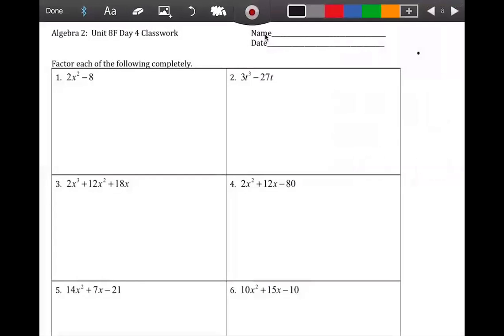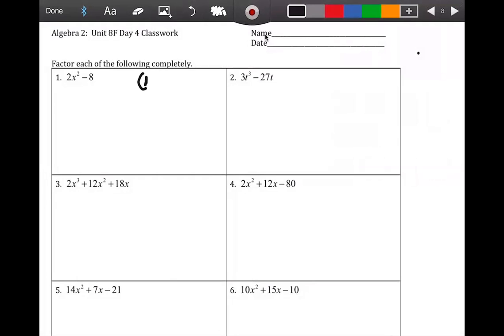All right. So the day 3 activity, which the paper says is the 8F day 4 classwork, because this is day 4, but it's an activity based on everything that we've done up till now in 8F. We're going to just look at some factoring. So when we have a binomial, two things we look at.